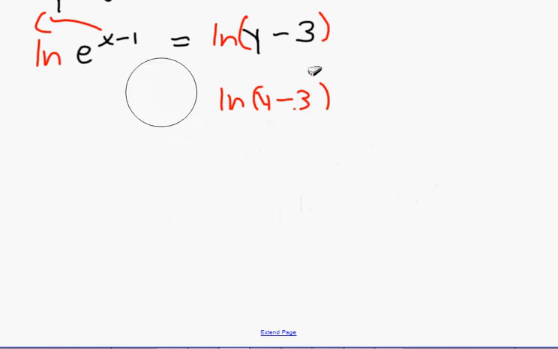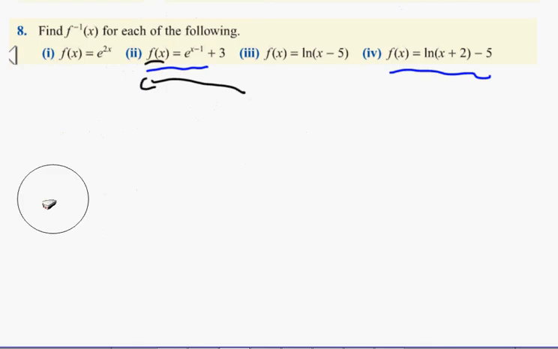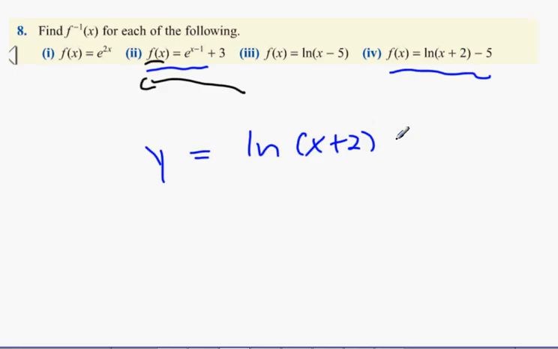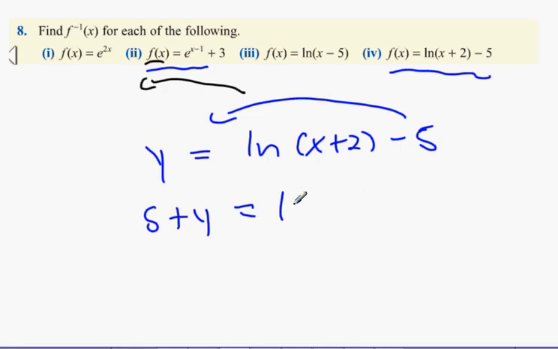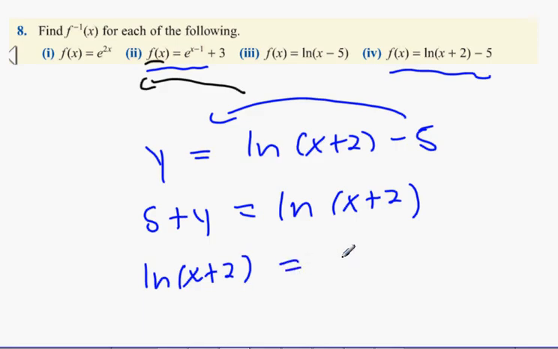Part 1 follows the same pattern, except it's an easier question. Okay? Now, what about this question here? One that has an ln instead of an e. Let's follow the same procedure. y equals ln x plus 2 minus 5. Bring the 5 over the other side. 5 plus y equals ln x plus 2. Switch. ln x plus 2 equals 5 plus y.